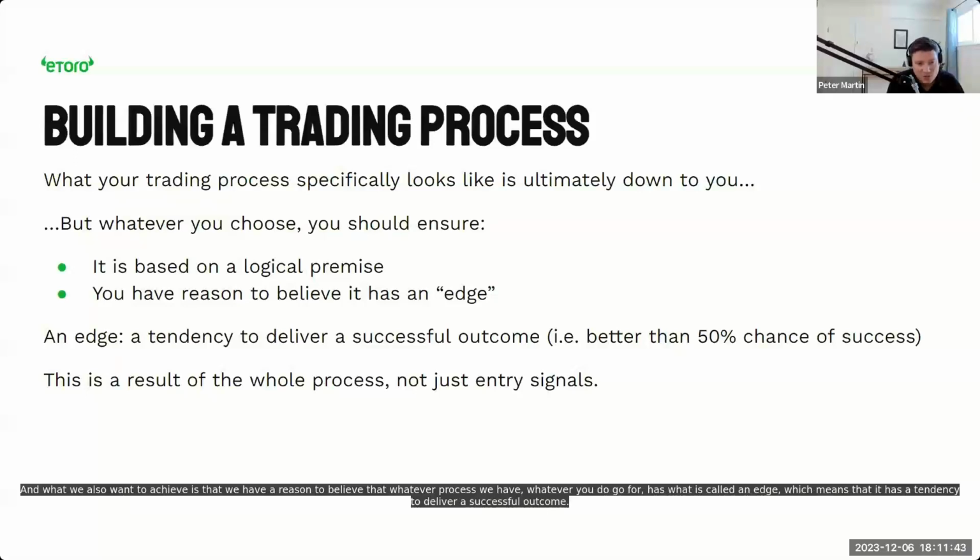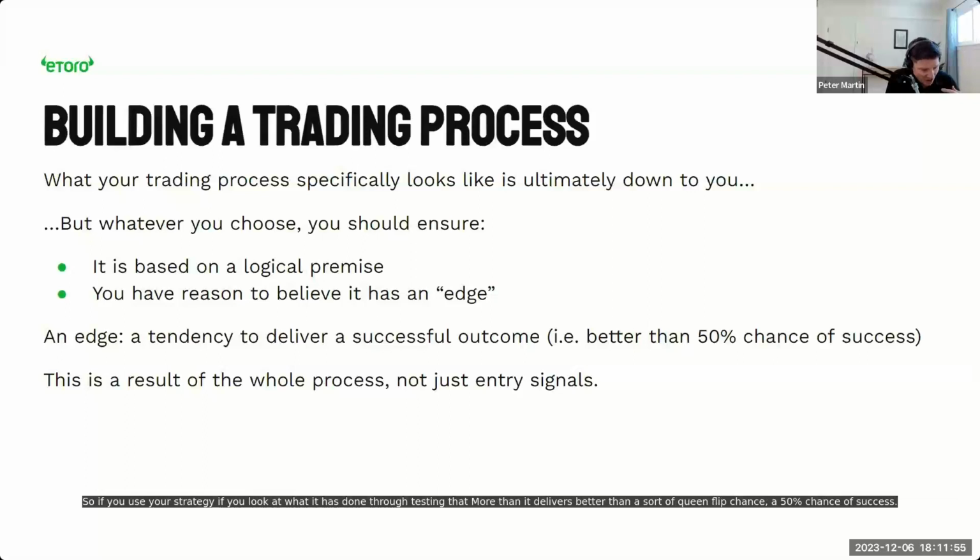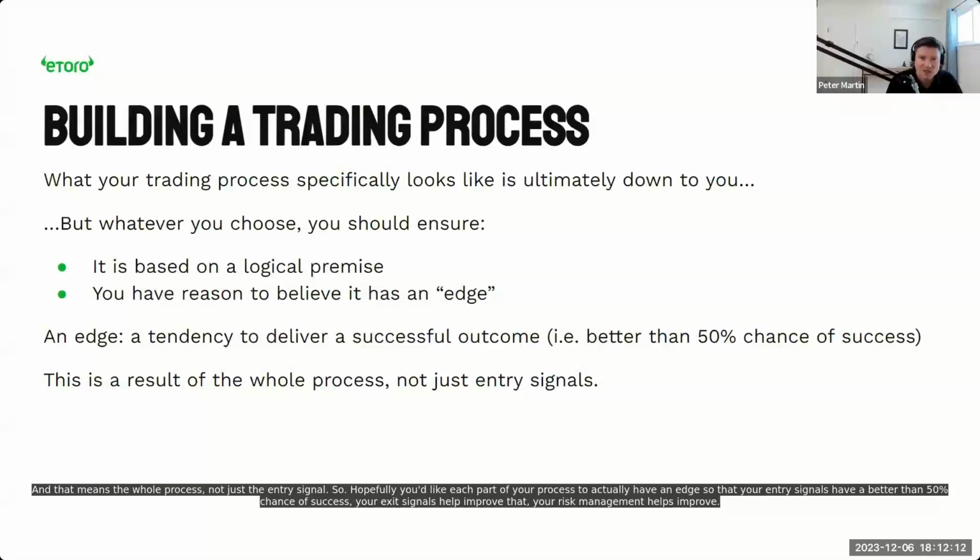And what we also want to achieve is that we have a reason to believe that whatever process we have, whatever you do go for, has what is called an edge, which means that it has a tendency to deliver a successful outcome. So if you use your strategy, if you look at what it has done through testing, that it delivers better than a sort of coin flip chance, a 50% chance of success. And that means the whole process, not just the entry signals.